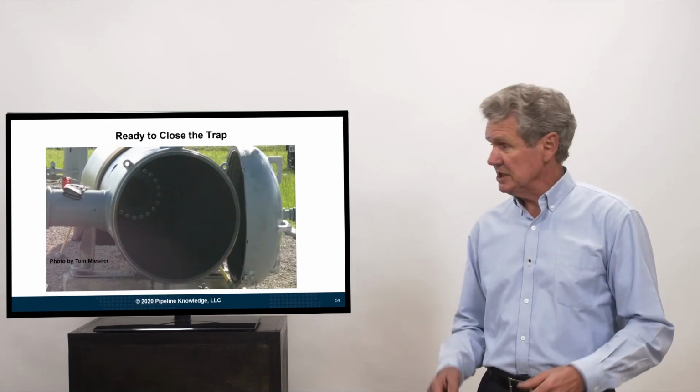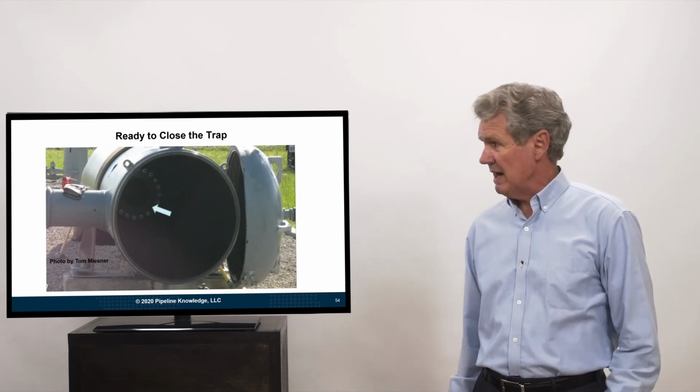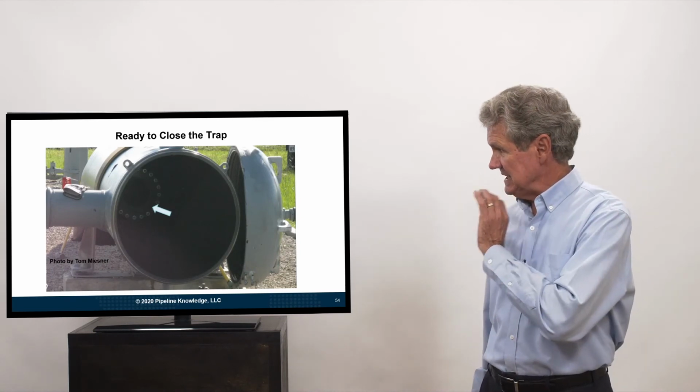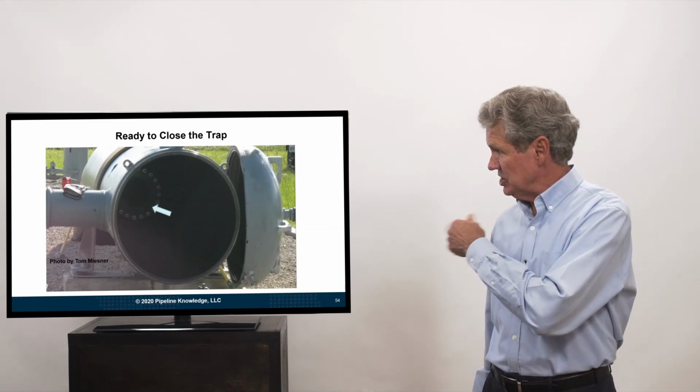Here then you can see the scraper has been pushed into the trap far enough so it's engaged, it's seated in that line, and then whenever they shut this door, and they will manipulate the valves to put the fluid back behind the pig, behind the scraper, it will be pushed out of the station and it'll be propelled through the line being pushed by the fluid that's in the pipeline.